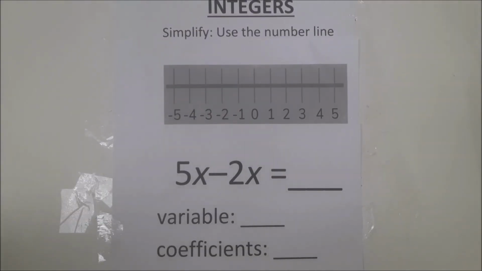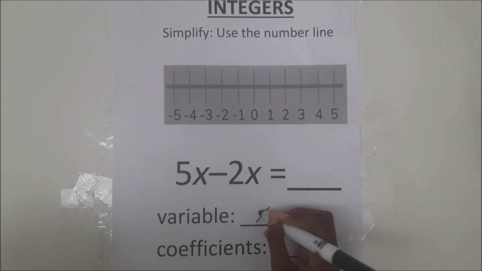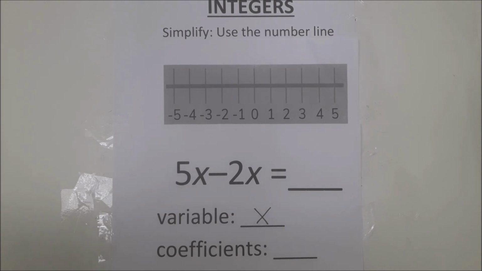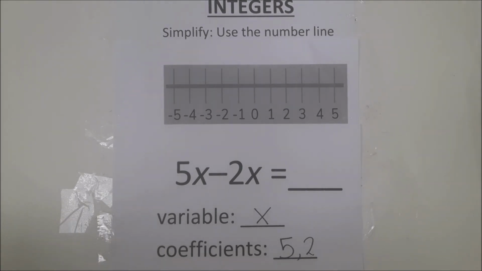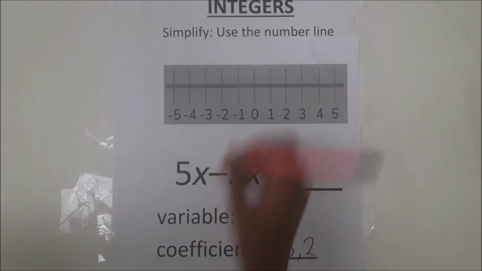Okay, let's continue. Read it. 5x minus 2x. Write the variable. What's the variable? X. What do you look for to find the variable? Is it a letter or a number? The letter. Okay, and what are the coefficients? 5 and 2. And what are you going to use on the number line? The coefficients. So go on the number line, let's work it.